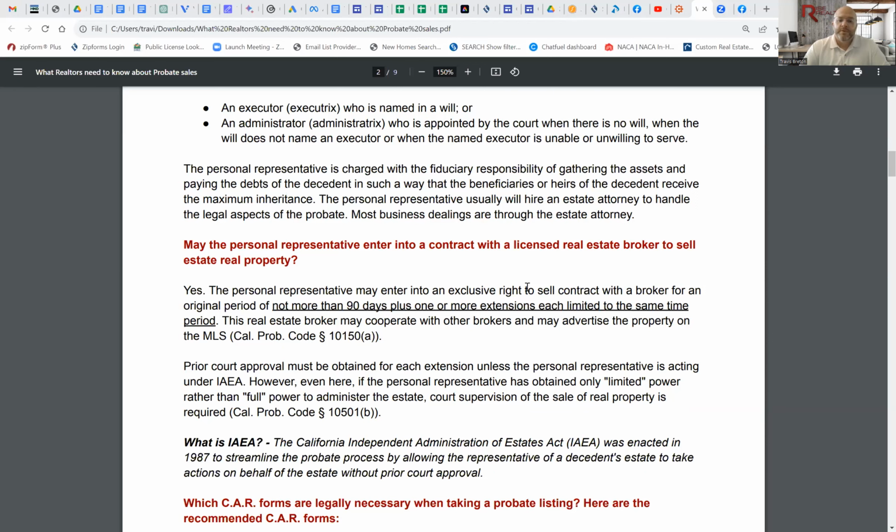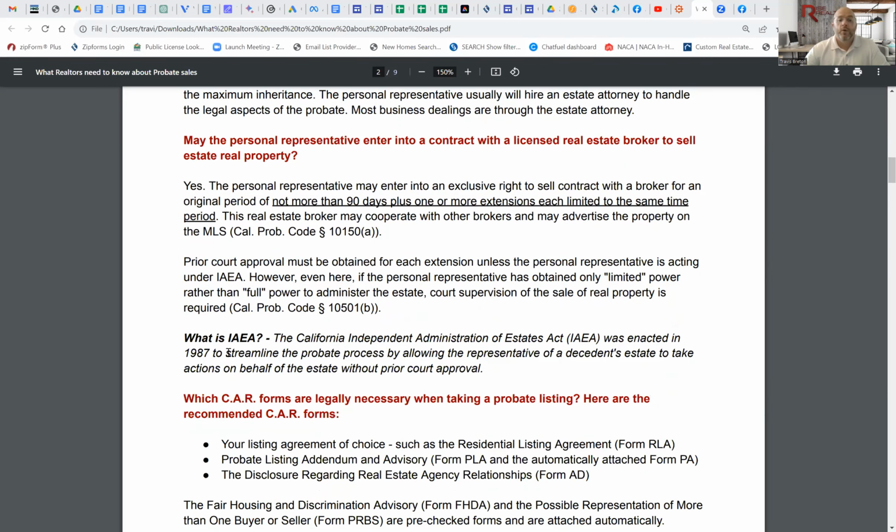Prior court approval must be obtained for each extension unless the personal representative is acting under IAEA. And I'll explain that in a minute. However, even here, if the personal representative has obtained only limited power rather than full power to administer the estate, the court supervision of the sale of real property is required. What is the IAEA? The California Independent Administration of Estates Act was enacted in 1987 to streamline the probate process by allowing the representative of a descendant's estate to take actions on behalf of the estate without prior court approval.